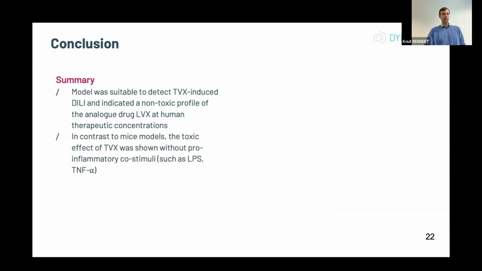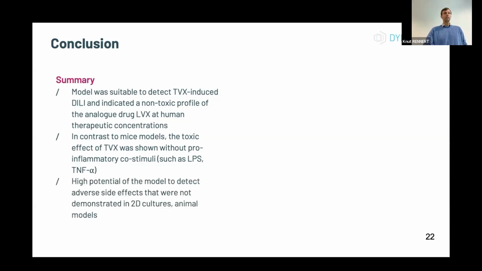concentrations. It also turns out that in contrast to mice models, the toxic effect of the trovafloxacin was shown without further treatment like LPS or TNF-alpha. And I think you could also see that it has a high potential, this model, to detect adverse side effects that were not demonstrated then also in 2D cultures or in animal models.